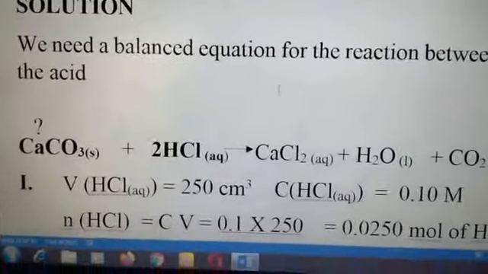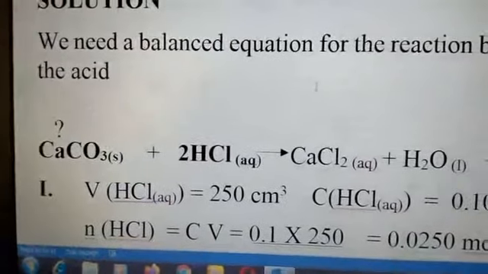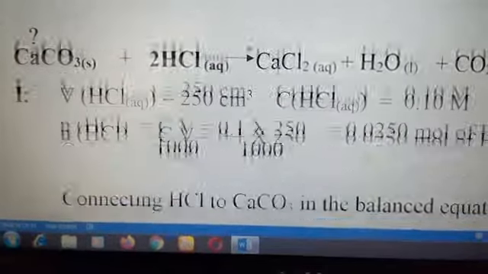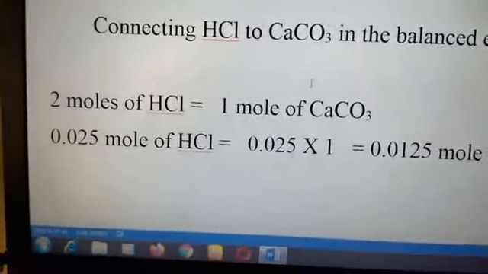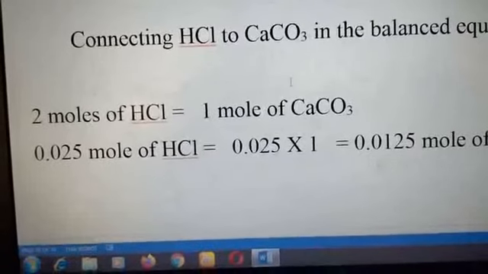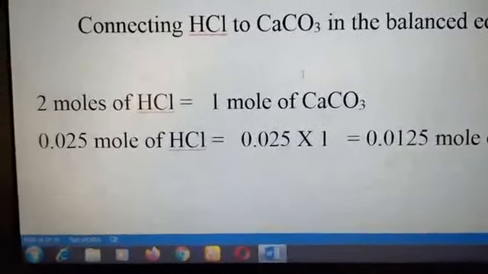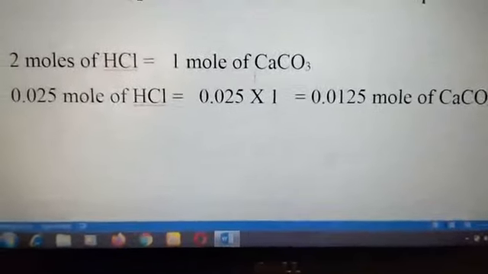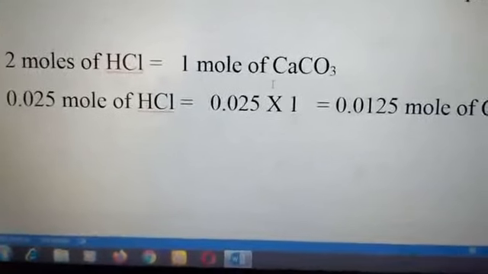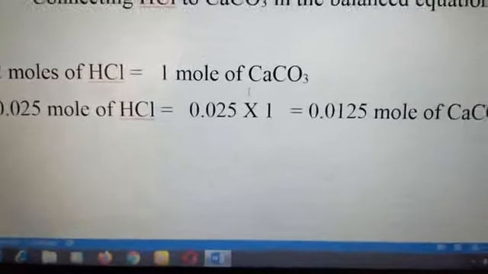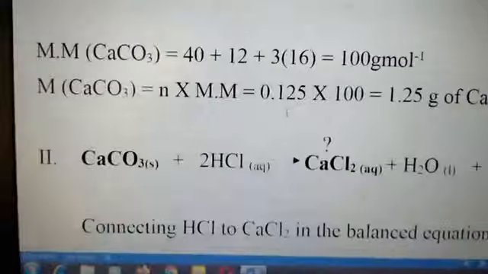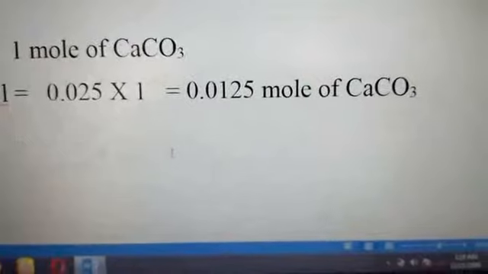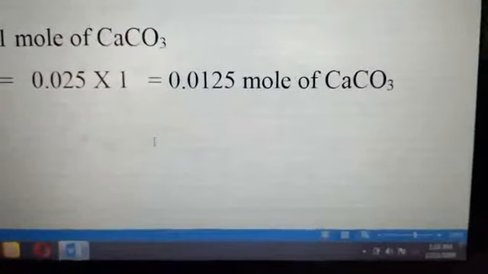So we'll now connect from the balanced equation. In the balanced equation, we're connecting the known HCl to the unknown calcium carbonate. That means 2 moles of HCl to 1 mole of the marble, which is calcium carbonate. You see, then 0.025 mole of HCl, which is the reacting mole of HCl calculated, will now give us 0.025 times 1 over 2, and that will give us 0.0125 mole of calcium carbonate.